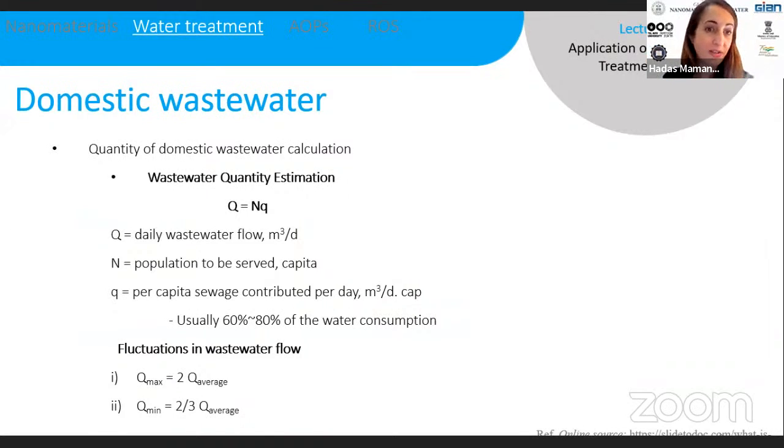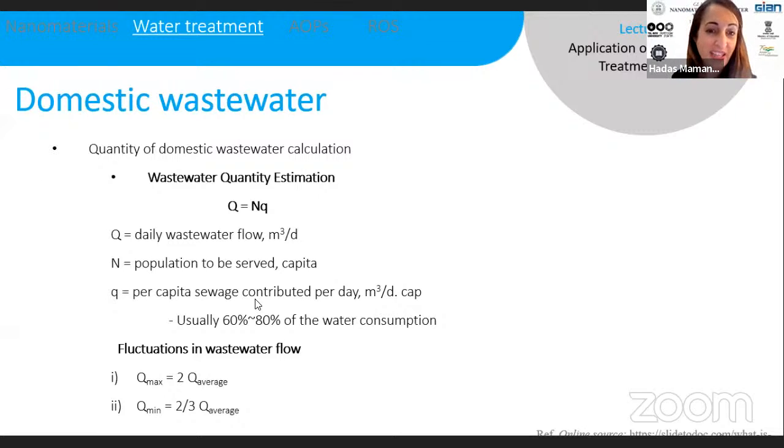Now, we can estimate the amount of wastewater by multiplying the population to be served by the per capita sewage contribution per day. So this is the amount of sewage per day per capita multiplied by the number of people, and therefore we can quantify the amount of wastewater. Another way to quantify it is to multiply the water consumption by 60 to 80%, and that will give an estimation of the amount of domestic wastewater generated.